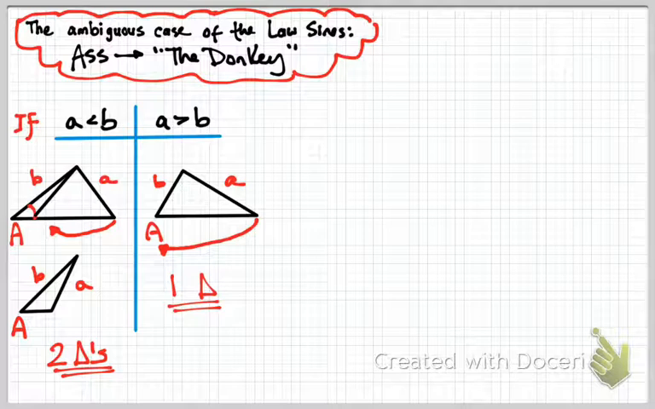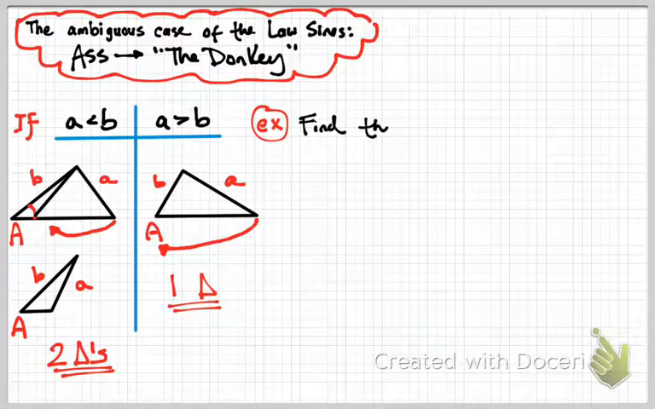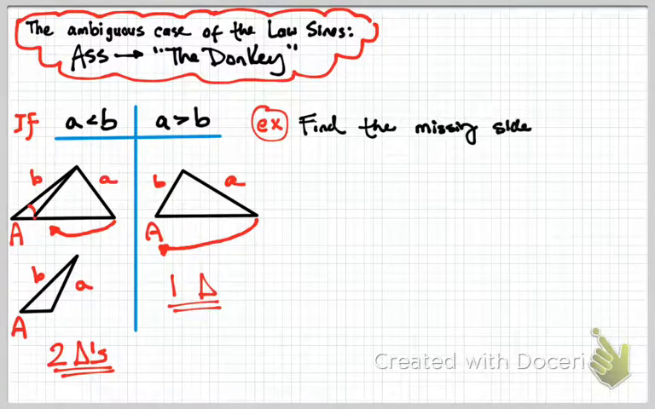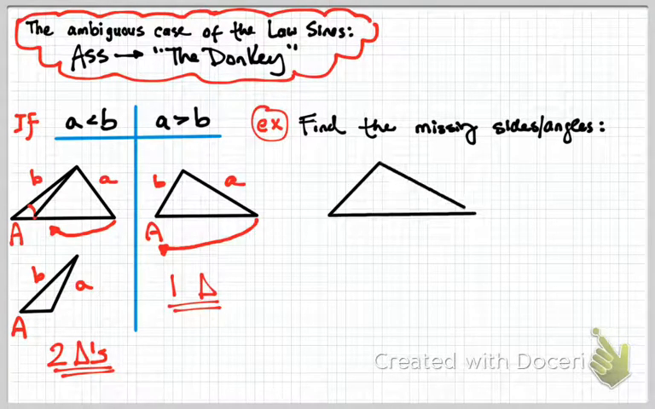Alright, so after you have your two triangles in mind, you kind of have to determine whether or not the problem you're working on is going to have two or is it going to have one. So we're going to find the missing sides and angles. And we'll build this triangle for you. Let's see. So I'll give you some dimensions. This is going to be 6, and this will be 7, and we're going to make this 30 degrees.